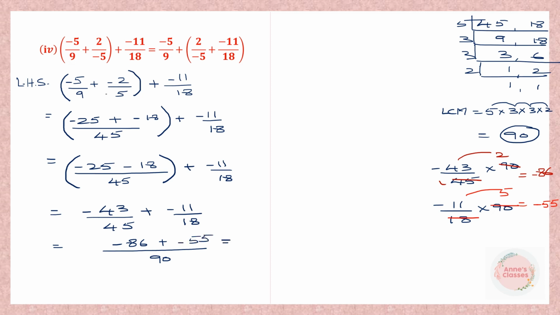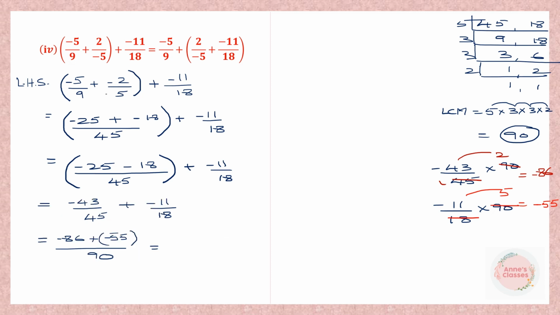So this is equal to minus 86 minus 55 by 90. So how much is that equal to? Signs are the same, so we put the same sign and we add. 86 plus 55 is 141 by 90. So we've got minus 141 by 90 when we worked out the left hand side. Now let's work out the right hand side.